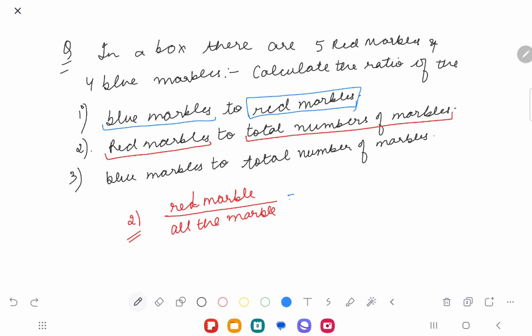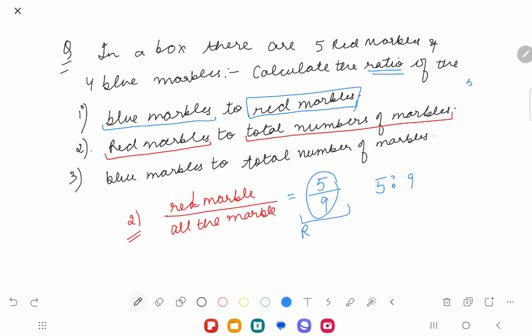So what would that mean, Adam? Red marbles are how many? Five. And all the marbles are how many? Nine. But we have to write a ratio. So the ratio is written like 5 is to 9.